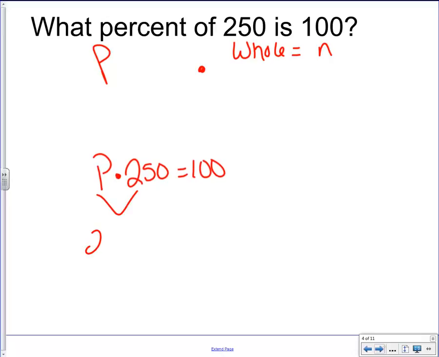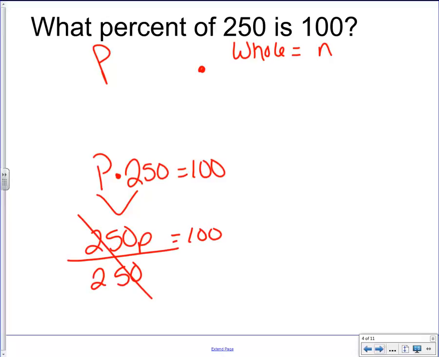When I multiply, remember 250 goes first, the number goes first, it touches the letter, it means multiply. How do I undo multiply? I divide, I do the opposite of multiply, which is divide, and I'm dividing by whatever it is that I want to go away from my letter. And so 250 is what I'm dividing by. What I do to one side, I do to the other. So I take 100 and I also divide it by 250. So P is the only thing left on one side.